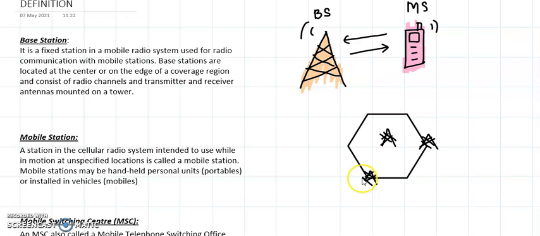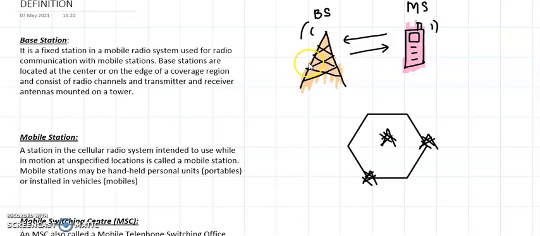These base stations have transmitter and receiver antennas mounted on the tower. Whenever we initiate any communication with a mobile station, the very first element that gets connected to the mobile station is the base station, and hence it requires transmission as well as reception. So there are transmitter and receiver antennas mounted on the tower of the base station. So I guess it is very clear now what a base station is.